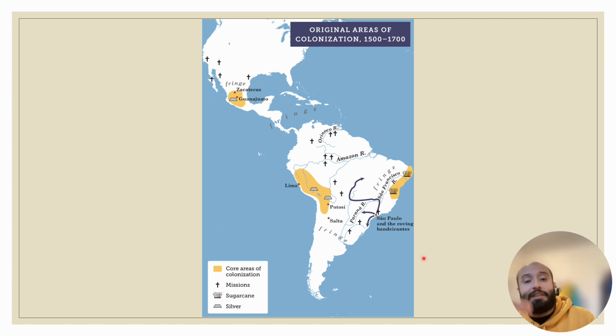And what's going to happen in the following years is a slow expansion of the European empires, particularly the Portuguese and the Spaniards, from these areas that they control into other areas. Then you have, of course, the rivals, the French, the Dutch, the English, who also take part in the conquest and colonization of the Americas.